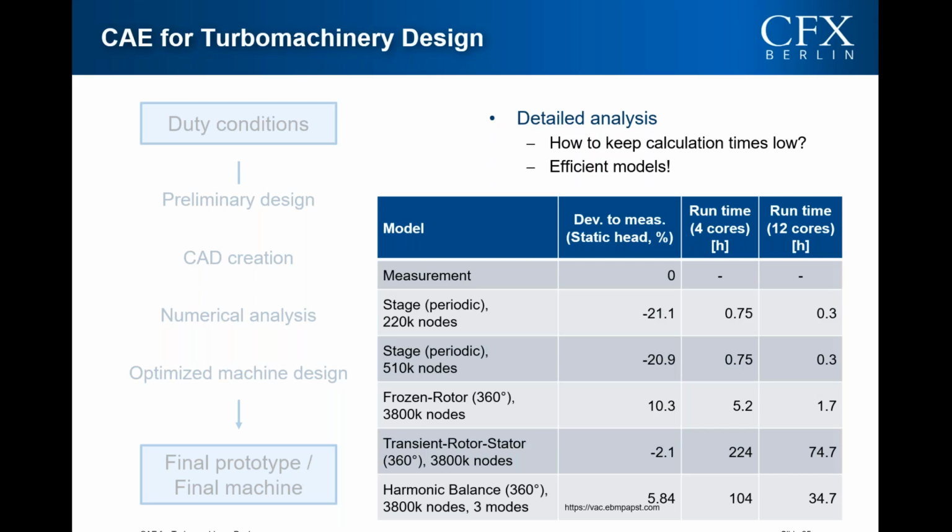The second column of the table shows the deviations of the selected models from the measurements. As you can see, the transient rotor stator model is very accurate, but needs a long runtime. So here we should ask ourselves if the 10% offset of the frozen rotor model is maybe also okay for an optimization. And this will allow us to calculate an operating point or a design in 2 hours instead of 3 days. So this is a huge influence.